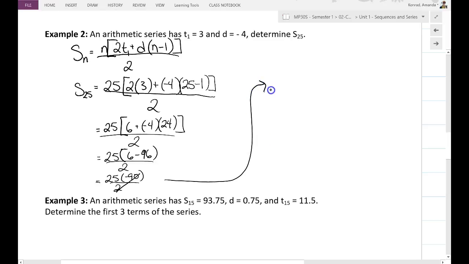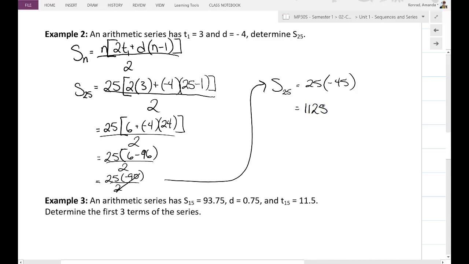Because I'm going to need to keep writing this, I've run out of room. S25 equals 25 multiplied by negative 45. Now I'm not doing this one in my head. Give me a second. Let me find my calculator. And we'll figure this out together. 25 times 45 equals 1,125.